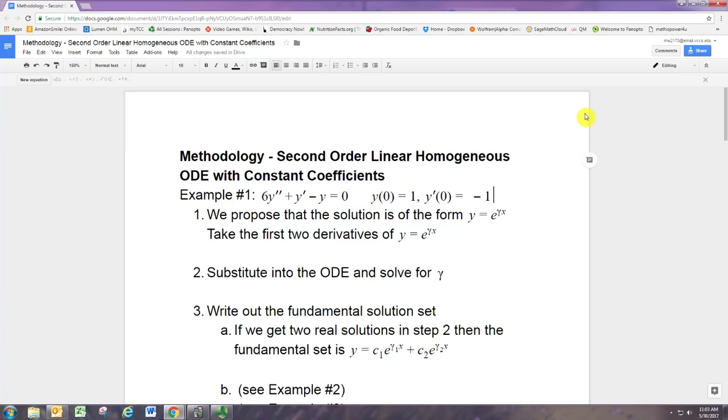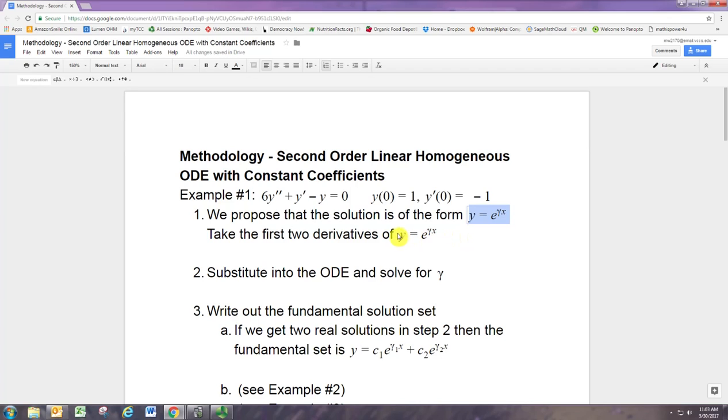In any case, we are going to suppose that the solution is an exponential. So the solution y will be e to the gamma x, where gamma is a constant. Sometimes you use lambda or some other variable, but I believe the textbook uses gamma, so we'll be using that. We're going to substitute this into the ODE and then solve for gamma, and then we'll have our solution.